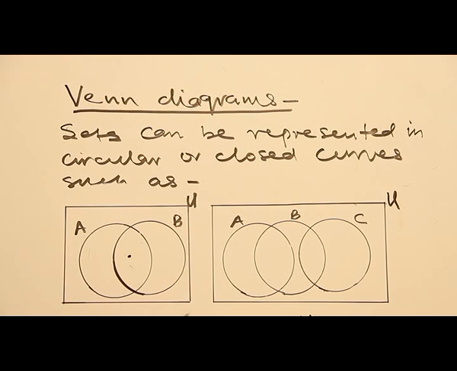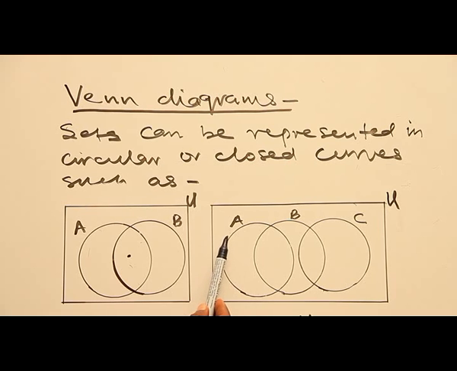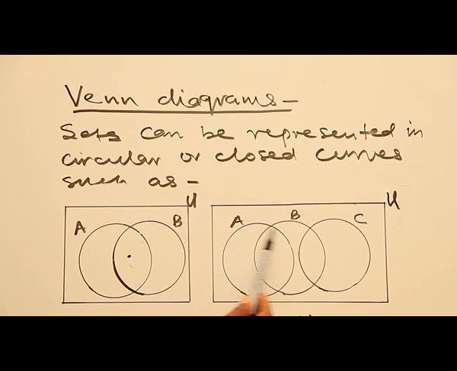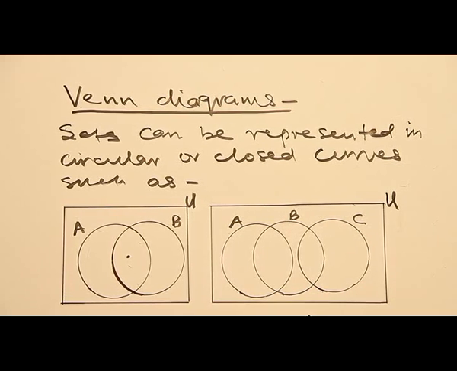The same thing goes, we can have a Venn diagram represented as this, where you have three sets. In this case, there is nothing common between the set A and the set C, but set A has something common with set B, found in this region. Set B has something common with set C, found in this region. But there is nothing common between set A and set C. So set A and C are said to be disjoint.